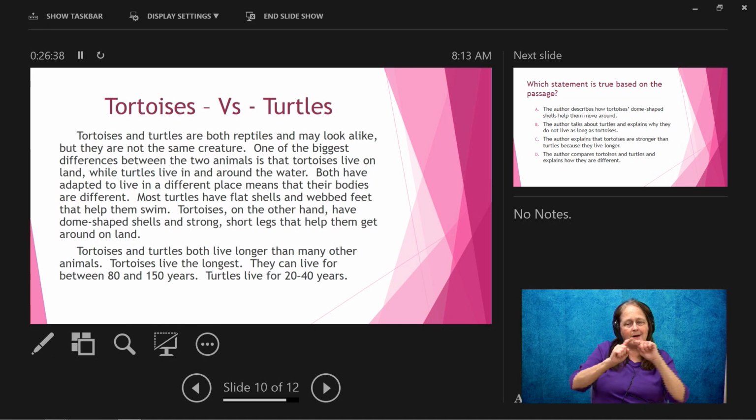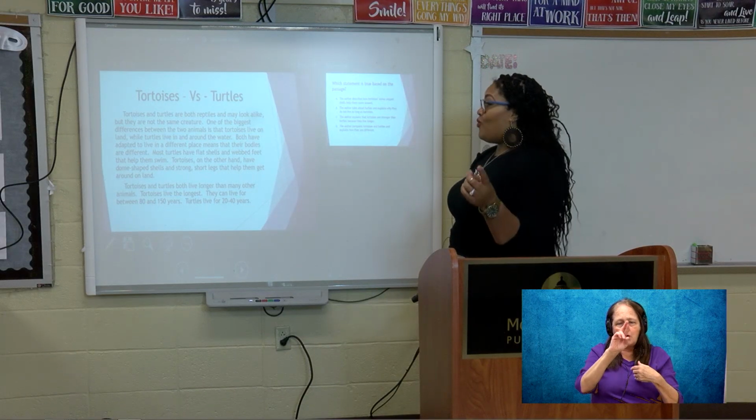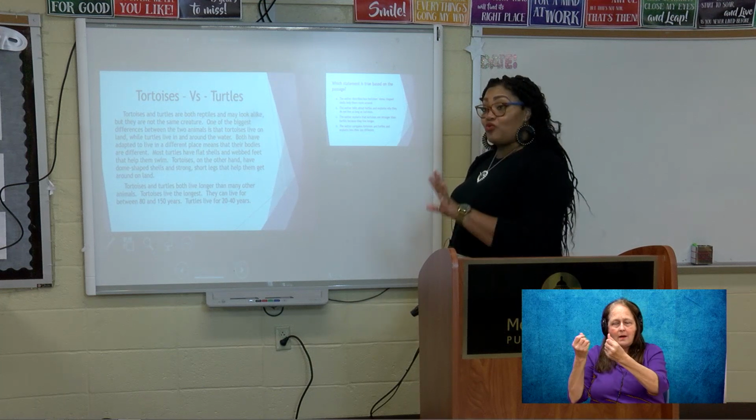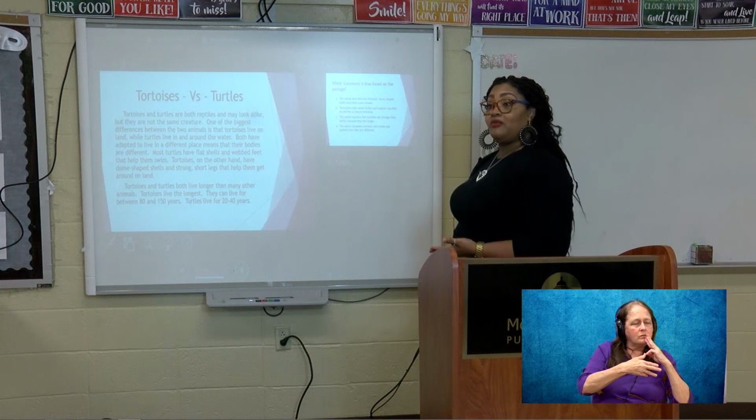And then they also stated that they may look alike, but there's a but here. They're telling us something is about to change. They are not the same creature. So the very first sentence verifies that the author is comparing and contrasting. Very good. Now, it goes on to state that one of the biggest differences between the two animals is that tortoises live on land while turtles live in and around the water. So the author is still making a comparison.